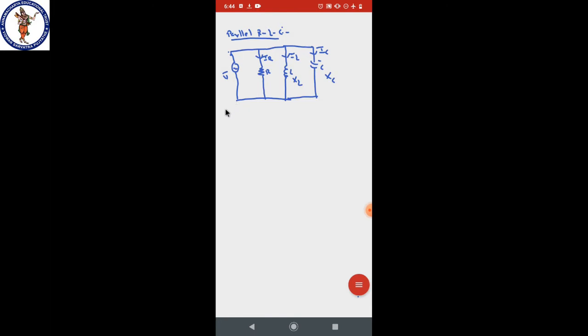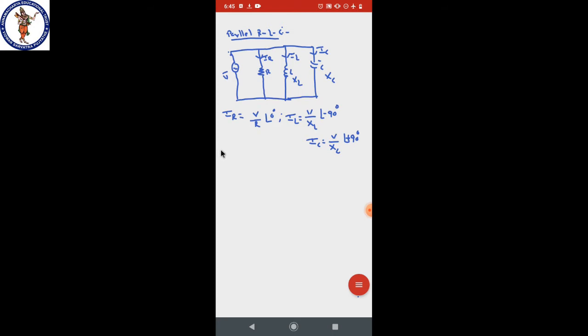Now what will we get? IR current, IR equal to V by R at an angle of 0 degrees. Inductive current IL equal to V by XL at an angle of minus 90 degrees. What is the capacitive current? IC equal to V by XC at an angle of positive 90 degrees. This is the lagging power factor, this is the leading power factor.